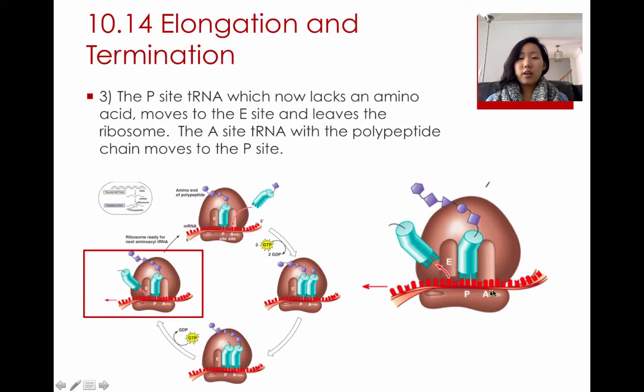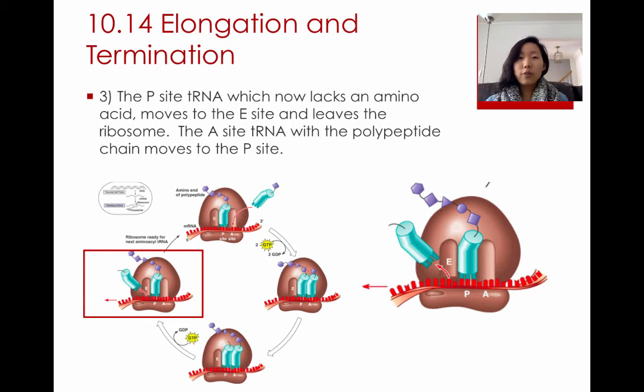Now the previous A tRNA is now the new P tRNA, and there's going to be a new tRNA that comes over here, and then the polypeptide chain will shift over to the A tRNA. Both the P tRNA and the A tRNA will shift over to the E and P sites, and the empty one will now leave again.